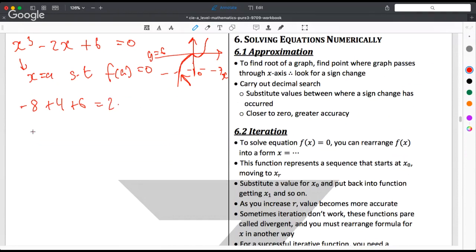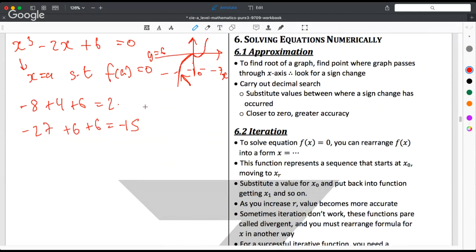Okay, that's closer. Maybe if we try -3, that's going to give us -27, plus 6 equals... 12. So is that -15? Maybe, I'm not sure. Tell me if I make a mistake.